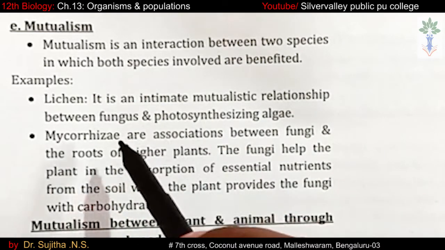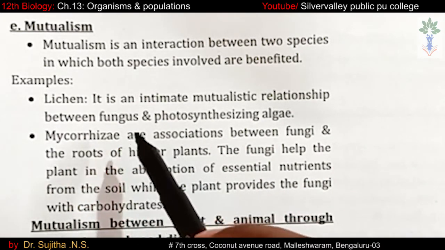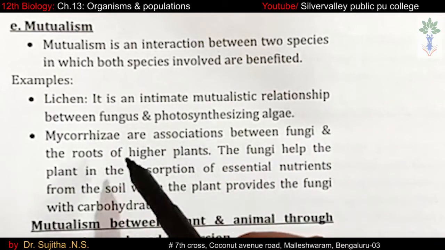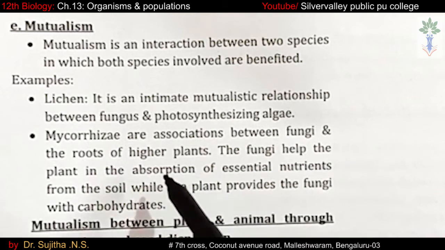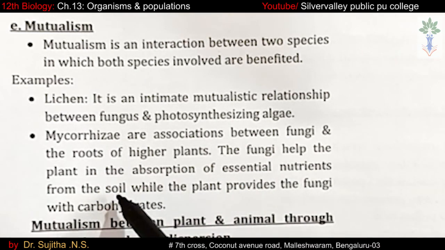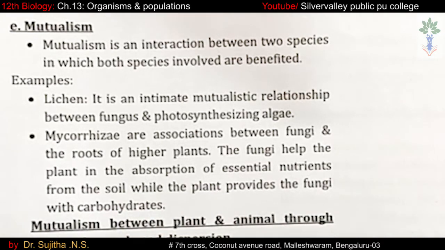The second example is mycorrhizae. Mycorrhizae is an association between the fungi and the roots of higher plants. The fungi help the plant in absorbing the essential nutrients from the soil, while the plants provide the food for the fungi.